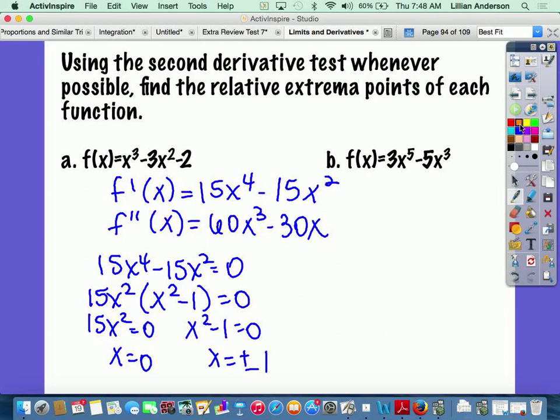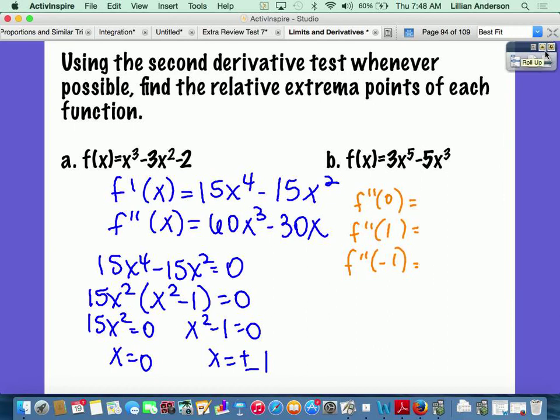So now we're going to plug each one of those into our second derivative, and we're going to see where we're going to have some relative min and some relative max. Now when I plug in 0 into the second derivative, I get 0. When I plug in 1, I get 30. And when I plug in negative 1, I get negative 30.